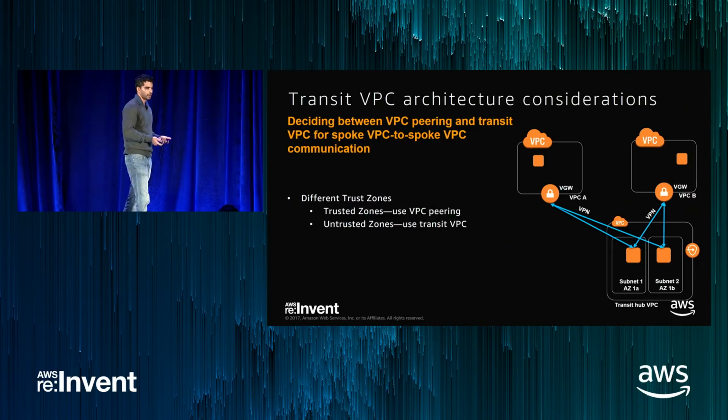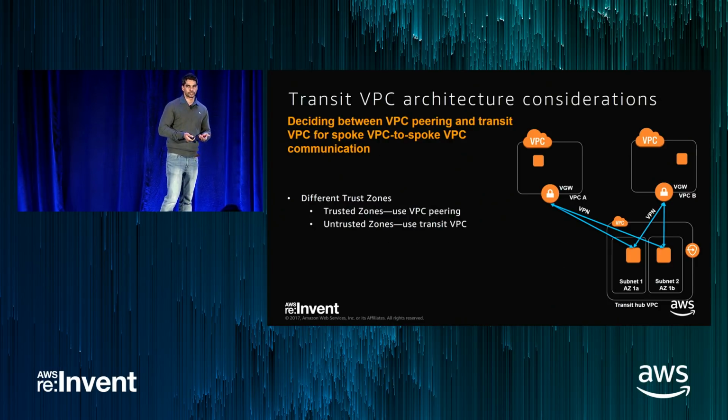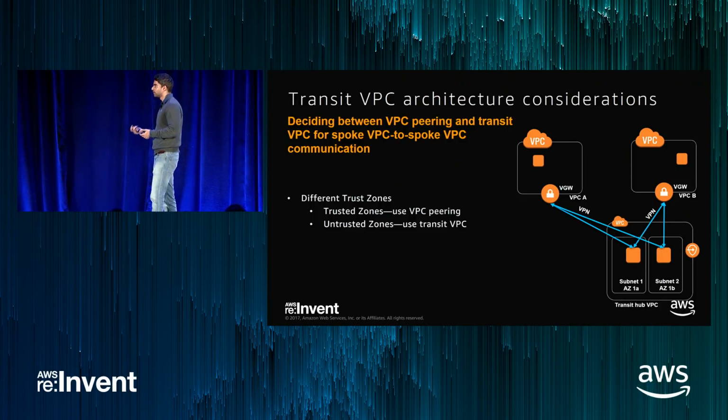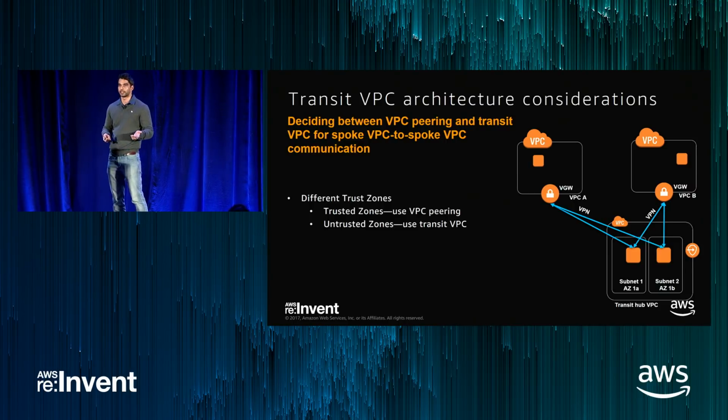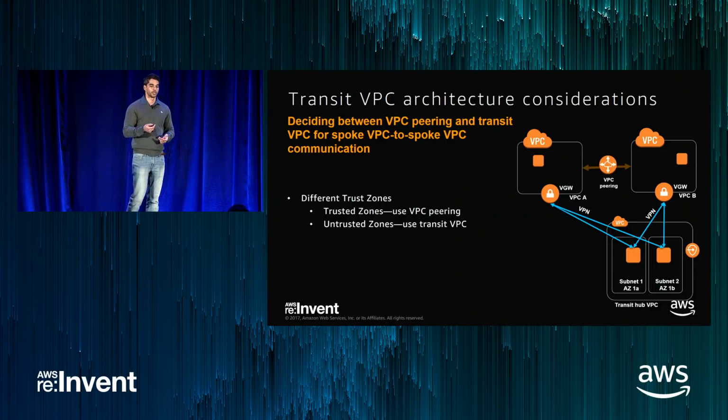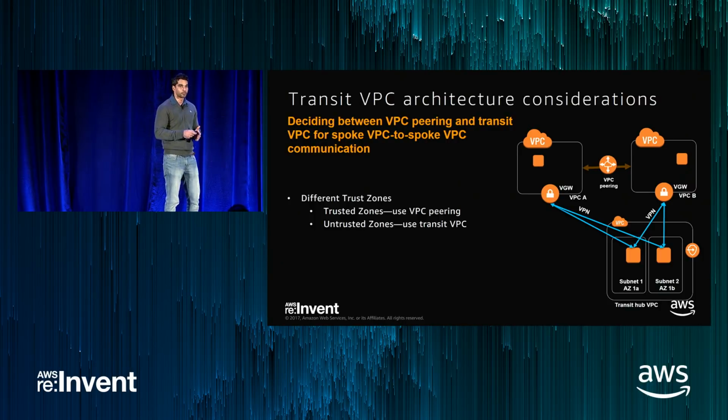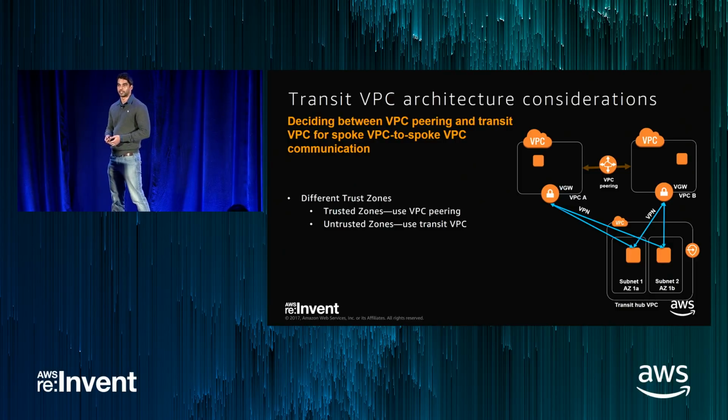Now, if you have a transit VPC architecture set up, it does not mean you always use it. So if you have traffic between VPCs which does not meet those criteria, so you have two VPCs in similar trusted zones, you don't have to send traffic between them through the transit EC2 instances. You can still leverage VPC peering without breaking the architecture. And in this scenario, VPC peering is preferred over the transit EC2 instances.